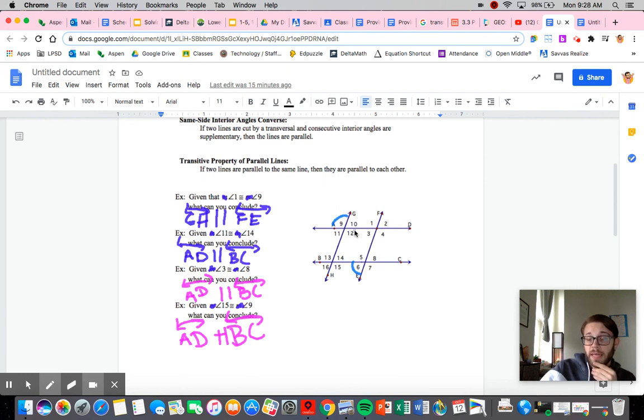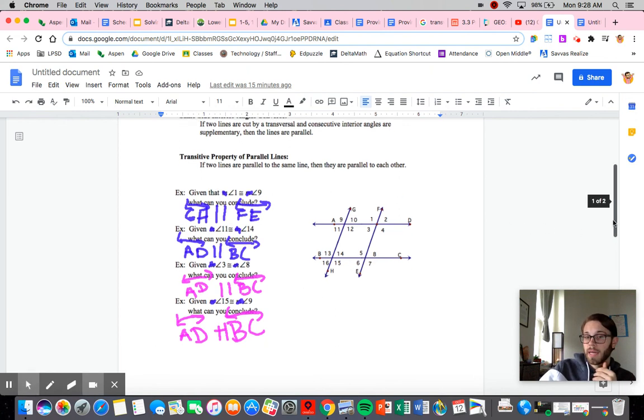So if you're not directly given a set of alternate interior angles, alternate exterior angles, corresponding angles, or something like that, you are ultimately going to have to do a little bit more work and figure out some different things that you could do.